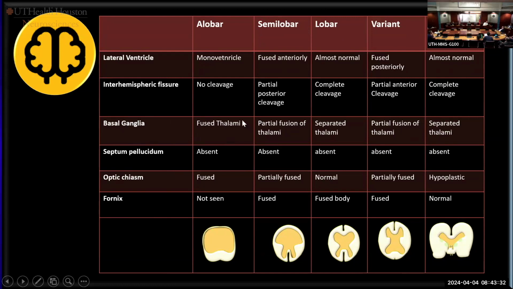But when you have big defects, always look for the thalami. I think that's going to be the most important thing. And I guess when they're lobar, they're almost normal. Or if it's septo-optic dysplasia, I would definitely go to the fornix. The fornix is going to become the key there for you.